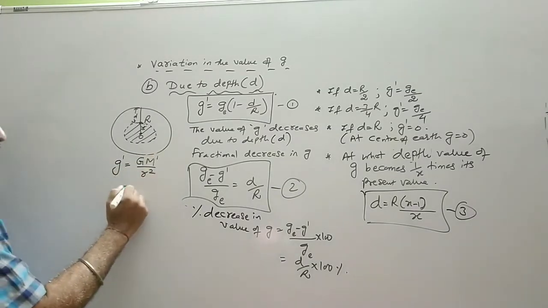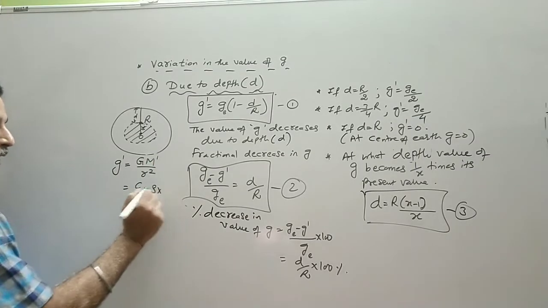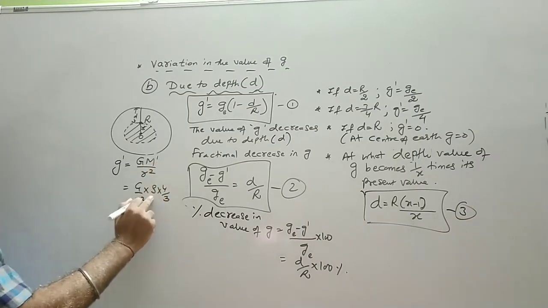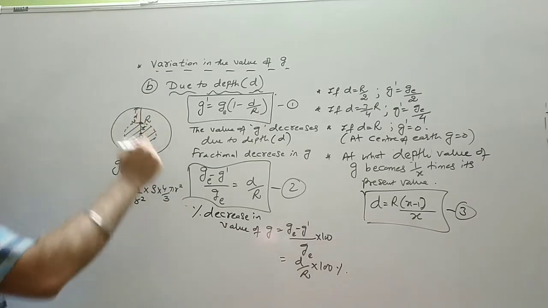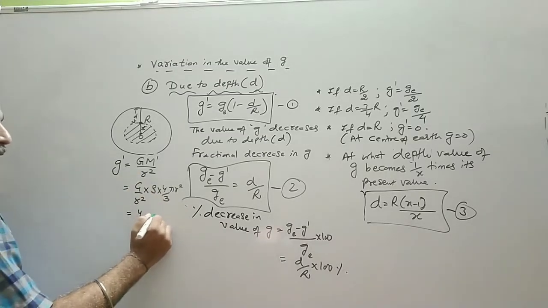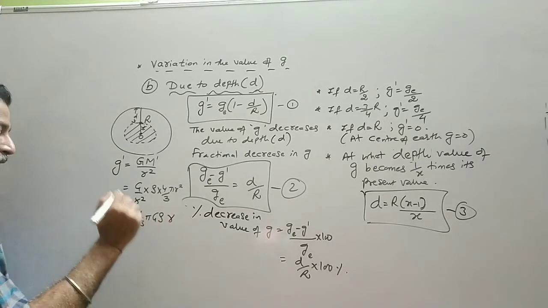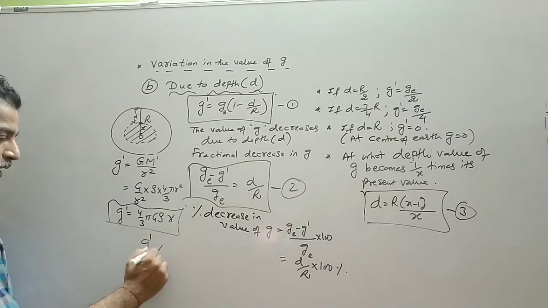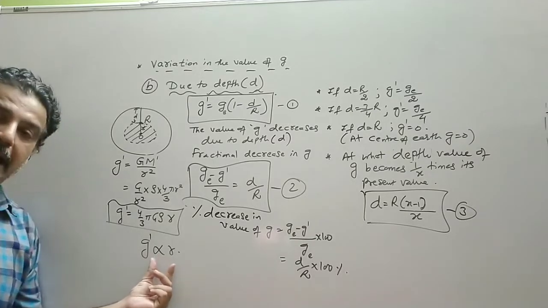Now m dash can be written as density, which is uniform. Density means the mass per unit volume, and mass can be written as density into volume. So the volume of the given sphere, that is the shaded portion, is 4 by 3 pi r cubed. So we have proved this in the previous lecture also, that g dash is proportional to r.